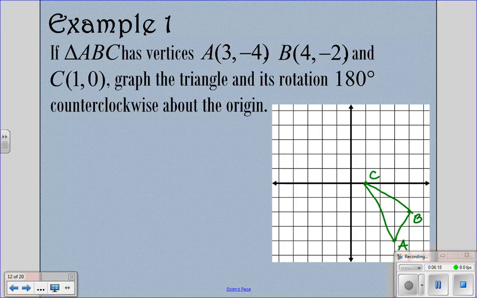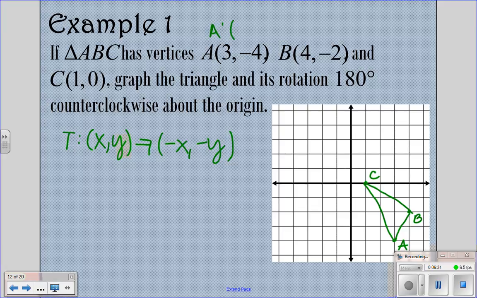So that transformation is to take our x, y, and what do we do to it? We make it negative x, negative y. So this point for A prime is going to become negative 3, positive 4, because we negate our x and our y. Our b value, b prime, is going to become negative 4, 2. And then c prime is going to become negative 1, 0.